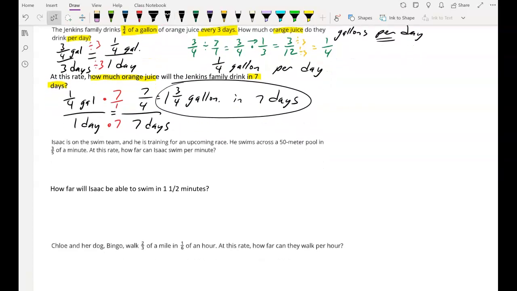Isaac is on the swim team. He's training for an upcoming race. He swims across a 50-meter pool in 3/5 of a minute. 50-meter pool.